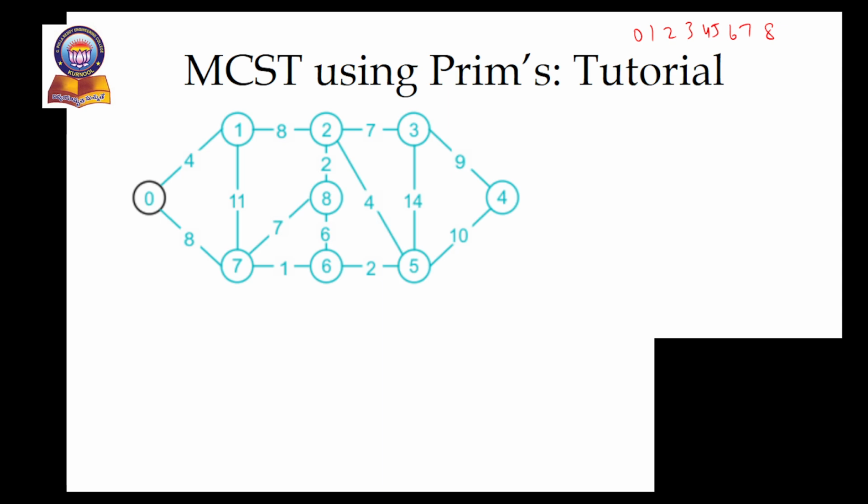Start from your source vertex, that is 0. From 0 we can reach 1 with the cost equal to 4. From 0 we can reach 7 with the cost equal to 8. Between these two, what is the minimum? The minimum is 4. So 0 to 1 with the edge cost equal to 4 has to be taken into the solution.